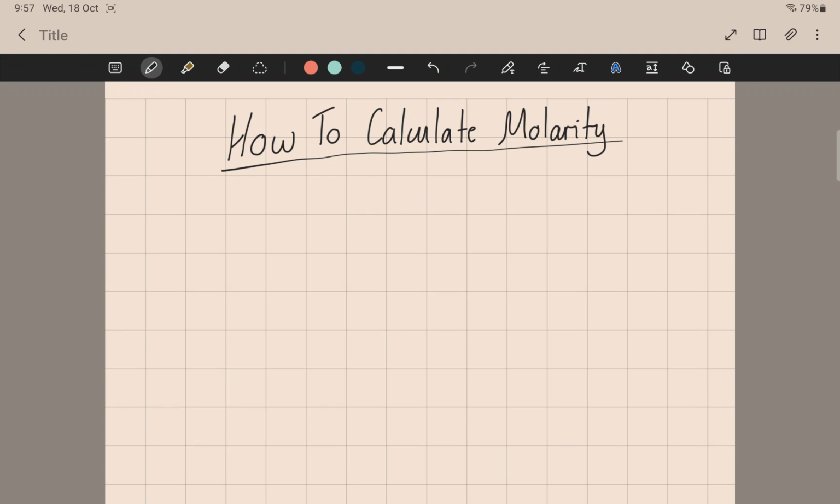So firstly, molarity. The units for molarity are moles per litre. Now you'll probably notice that in a lot of my videos I harp on about units, and that's because they really give us a hint to what we're talking about. So firstly, to calculate molarity, you need to know two things. You need to know the number of moles and you need to know the volume in litres.